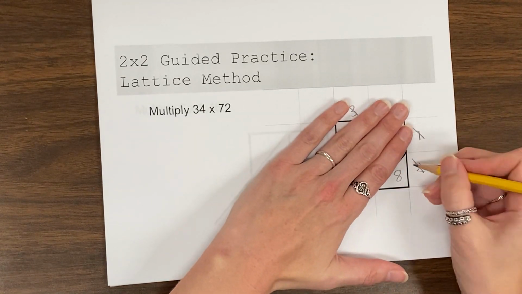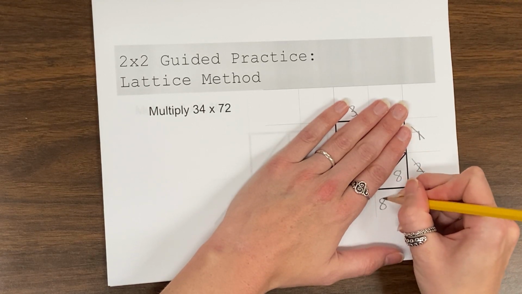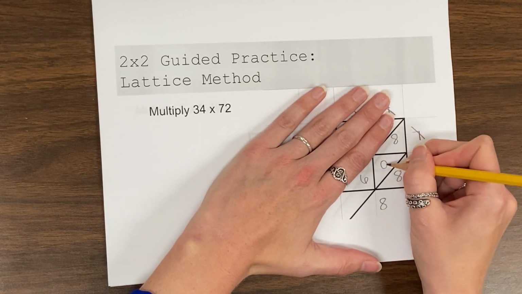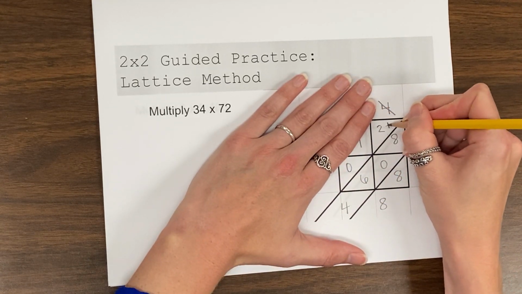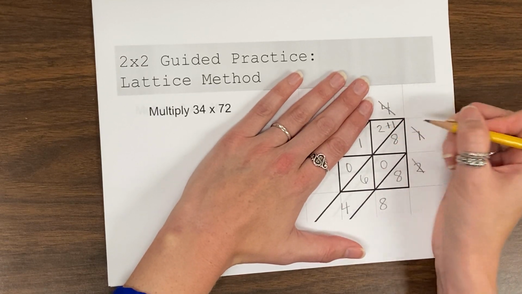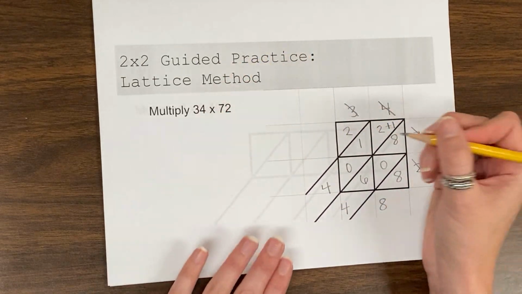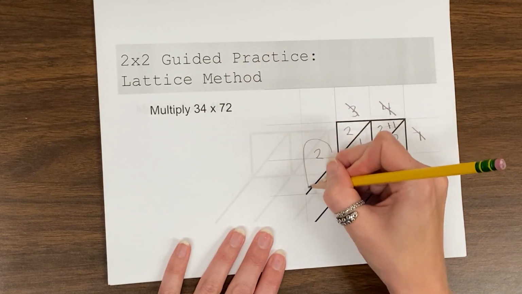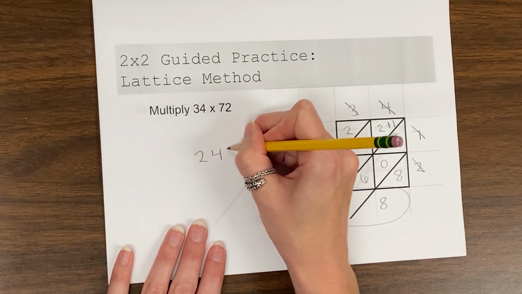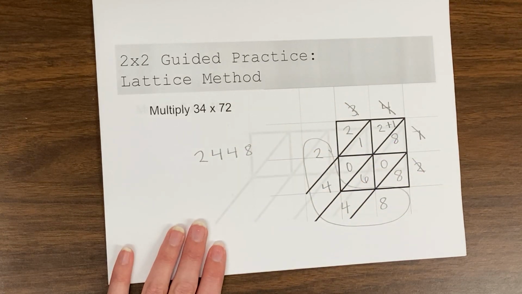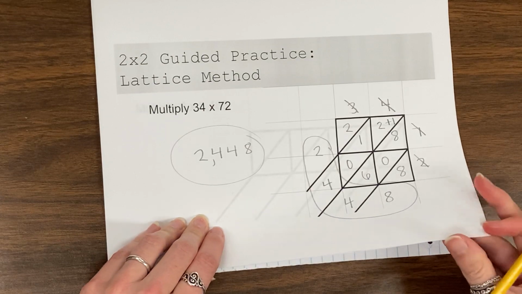So I'm going to take my hand, line it up with those diagonals, and add. So 8 plus nothing is 8. 8 plus 0 plus 6 is 14. I'm going to have to regroup that 10. 2 plus 1 is 3, plus 1 is 4, and then 2 plus nothing is 2. I'm going to circle my final product, rewrite if I need to, 2, 4, 4, 8, for a total product of 2,448.